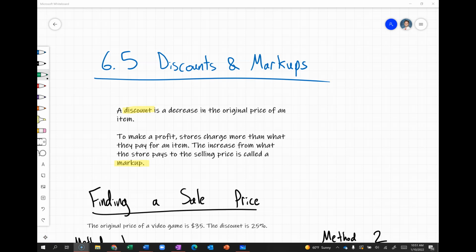In this video, we are looking at discounts and markups. So when a store is selling something, sometimes they will discount it. They will decrease the original price in order to encourage people to buy more of it.